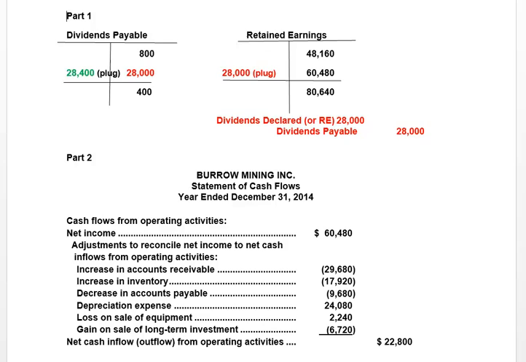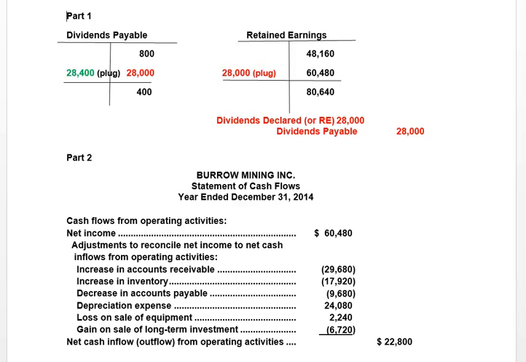Some students would say, well, because I had 800 in dividends payable and now I have 400, that must mean that I paid out $400 in cash dividends. No, it doesn't. You have to look at what was declared and paid during the year. In this question, they didn't tell you that anything was declared or paid. What you have to do is figure out how much was declared and paid.